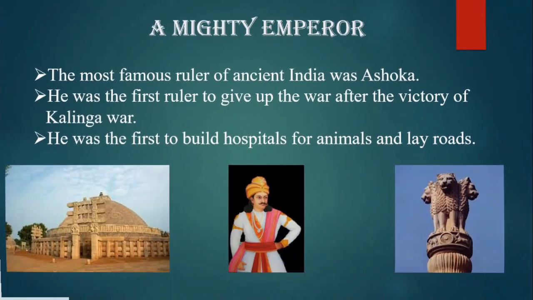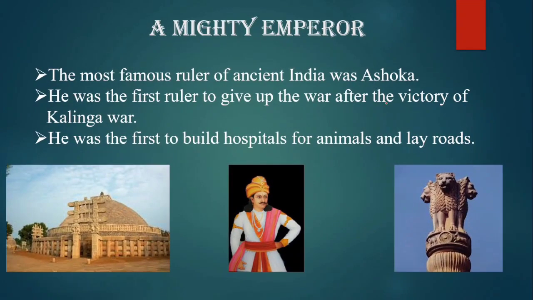Now we have one mighty empire, that is Ashoka. The most famous ruler of ancient India was Ashoka. He was the first man who gave up war after the victory of Kalinga. After the victory of Kalinga, he saw sorrow all over, in all directions. So he felt very sad. He decided that hereafter he would not wage war. And he was the first man to build hospitals for animals and lay roads.